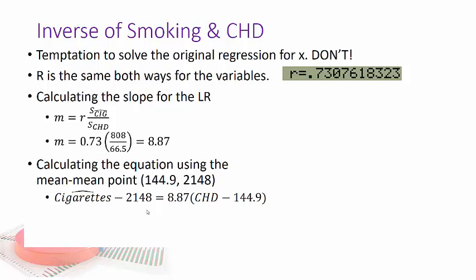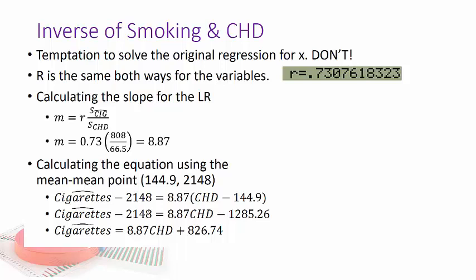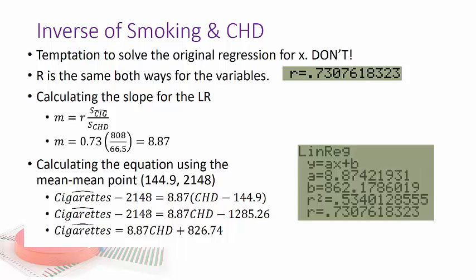So we have cigarettes minus the mean cigarettes, really, equals the slope times coronary heart disease minus the average death rate for coronary heart disease. Distribute the 8.87, add 2148 to both sides, and this is the equation you get. Now, I am not expecting you to be calculating a lot of linear regressions by hand. You can very quickly calculate the linear regression on your calculator and see that that matches what we got. Remember, you've got to switch your x list and your y list if you are switching to the inverse.